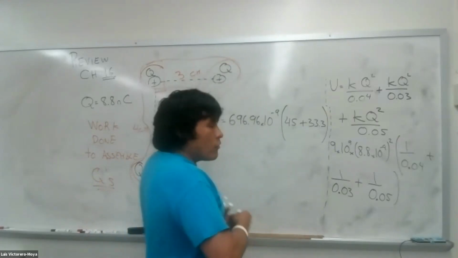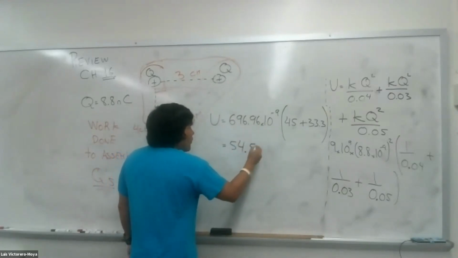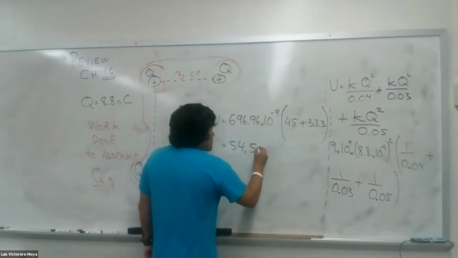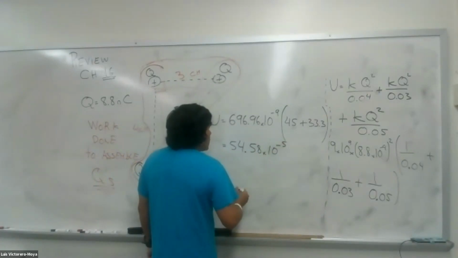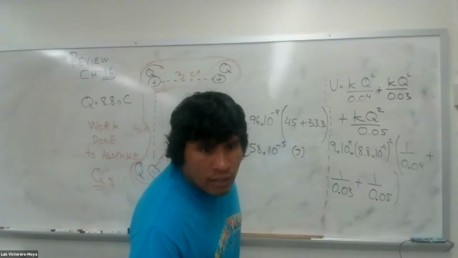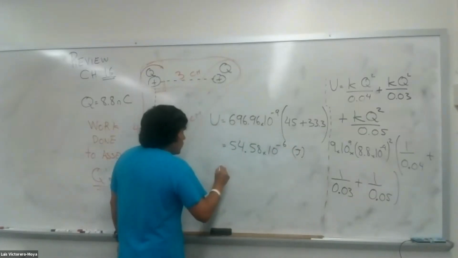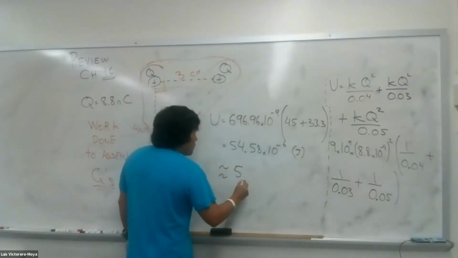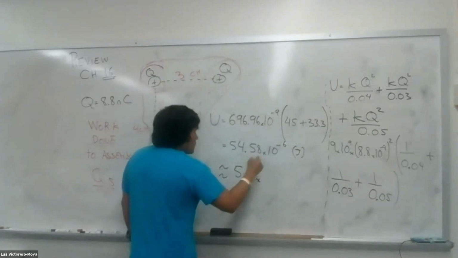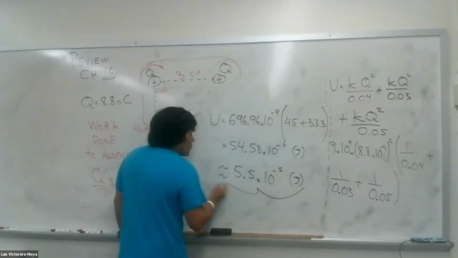I get 54, so around 54.58 times 10 to the negative 5 joules. Actually, negative 6 because it's a thousands. So negative 6, which is approximately 5.5 times 10 to the negative 5 joules. That's the answer.